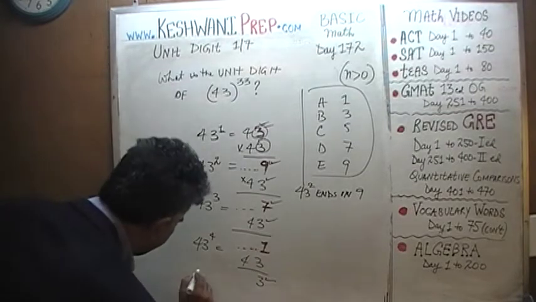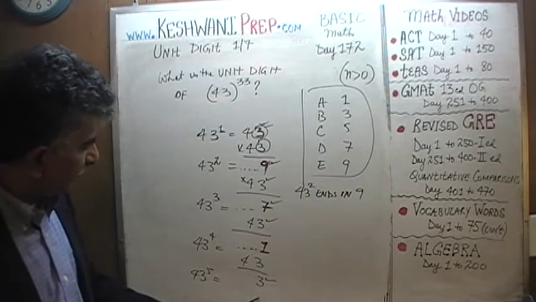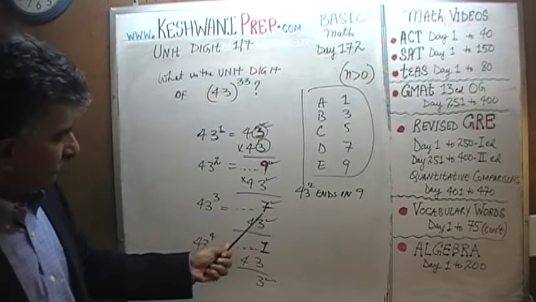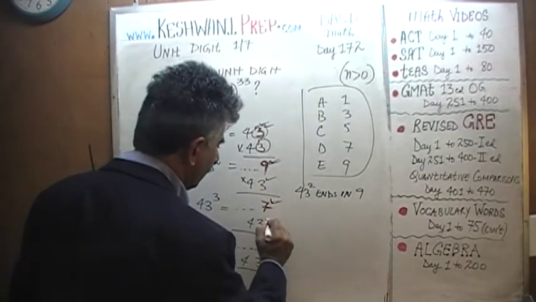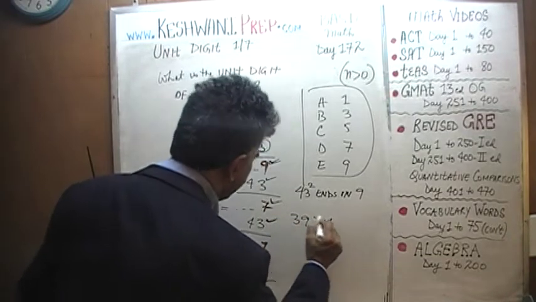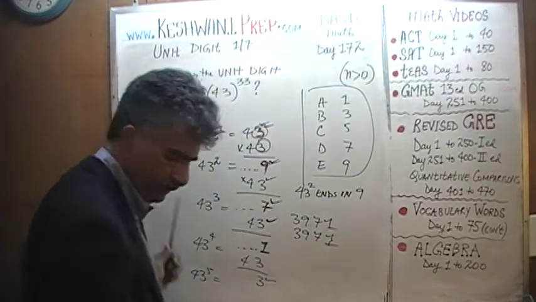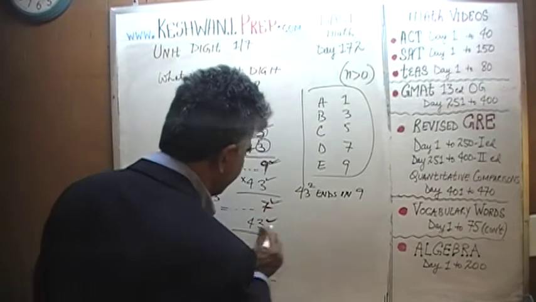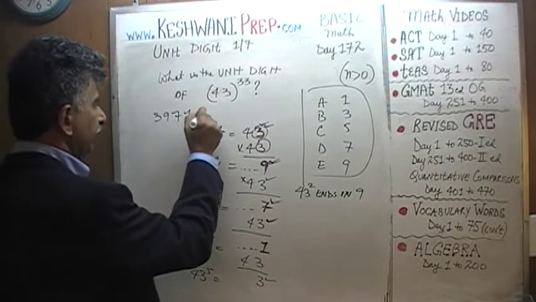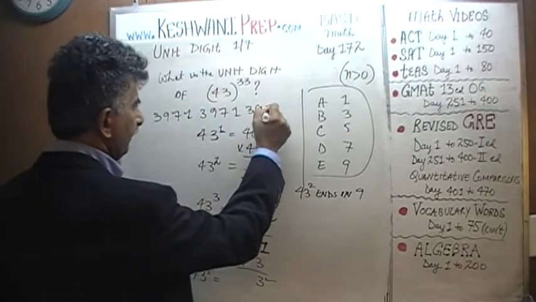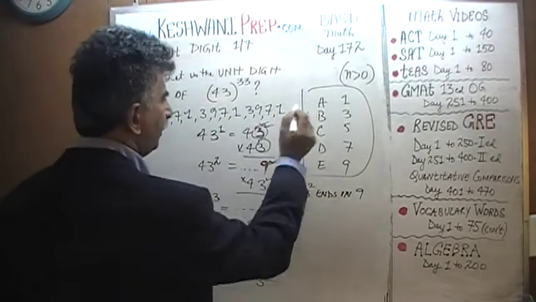Because 43 raised to 5 will end in a 3. And once it ends in a 3, then 3 times 3 is going to be 9, and 9 times 3 is going to be 27, and so on and so forth. The series will repeat. The series is made up of 3, 9, 7, 1. 3, 9, 7, 1, and so on and so forth. It will go on forever.